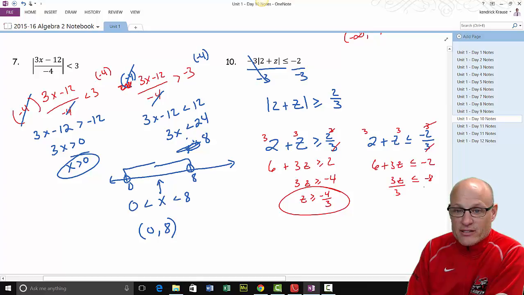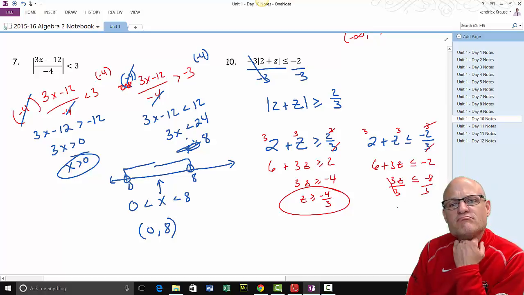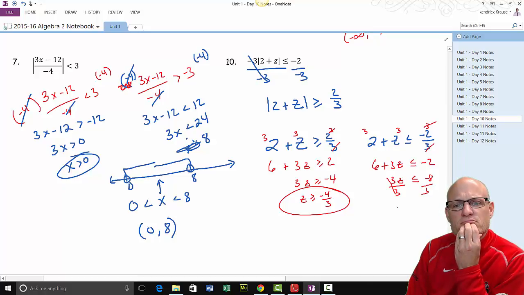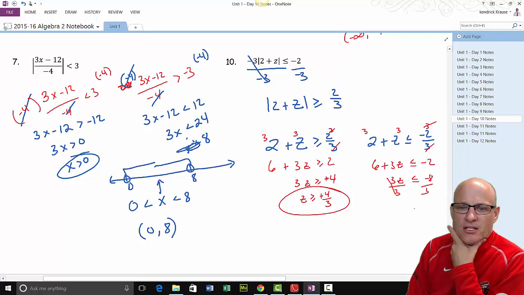Divide by 3, and I get... I don't know why I have -4 here. These should be positive. And this should be positive. And I get z is less than or equal to -8/3.